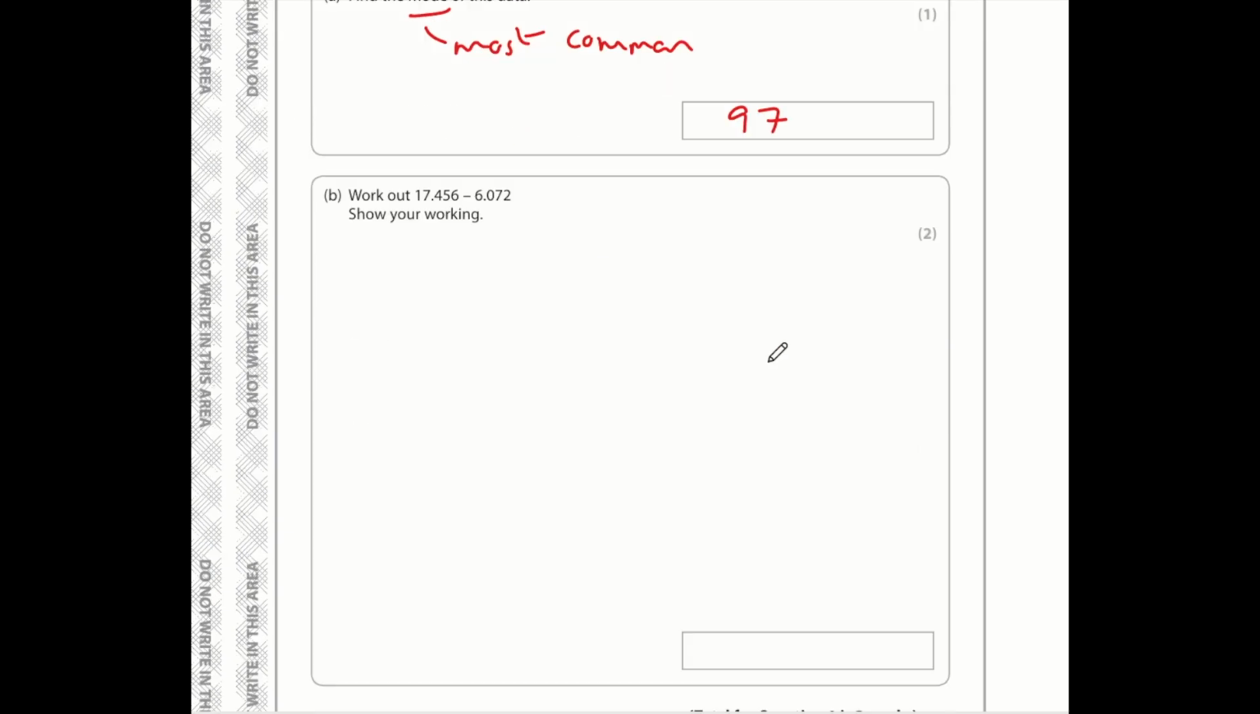Okay, part B, so just a simple bit of subtraction. So 17.456. The key thing is to make sure, because these numbers are of different lengths, get the decimal points in line and then everything else will fit in line as well. So therefore that will put the 6 under the 7 and the 0 under the 4, the 7 under the 5 and the 2 under the 6. Okay, do not put the 6 under the 1. Let's put a decimal point in common in our answer box.